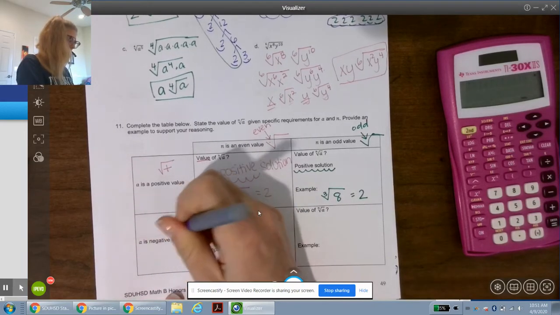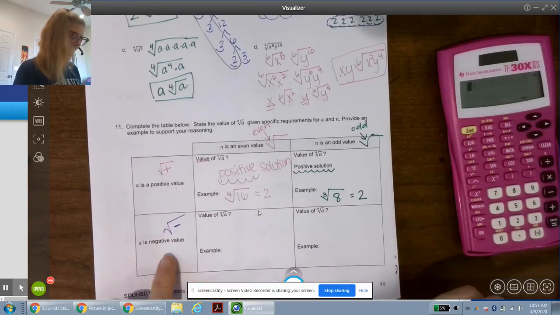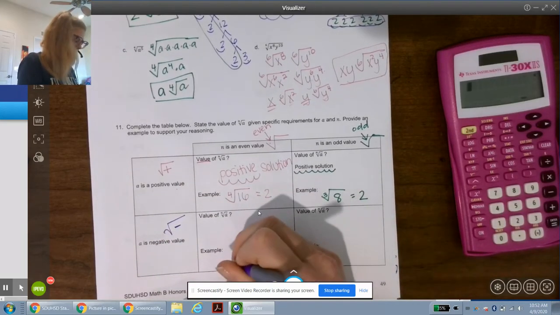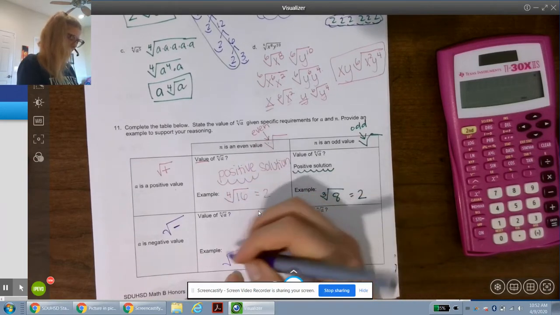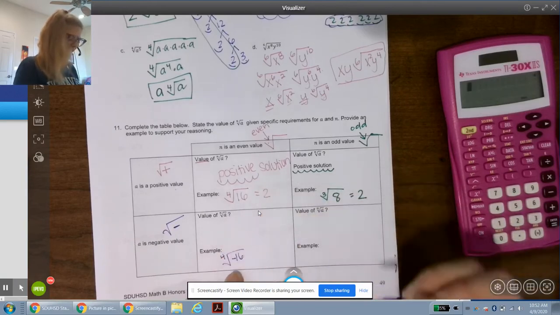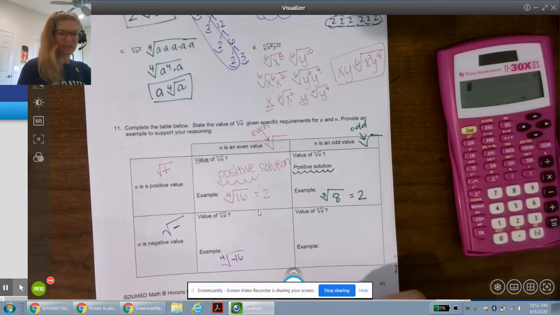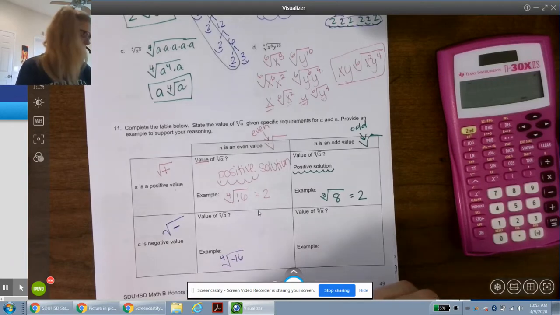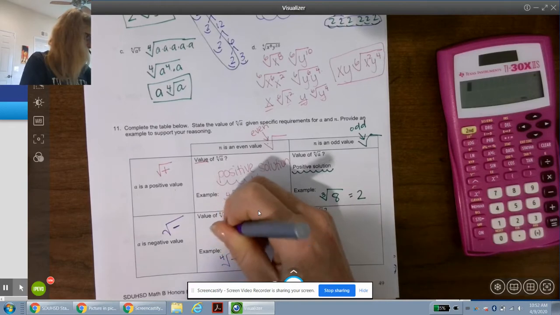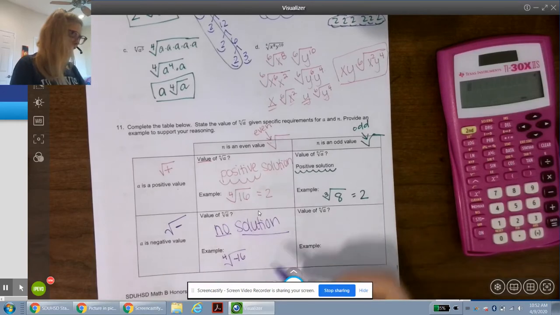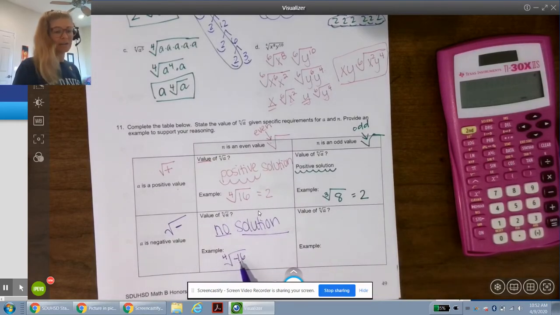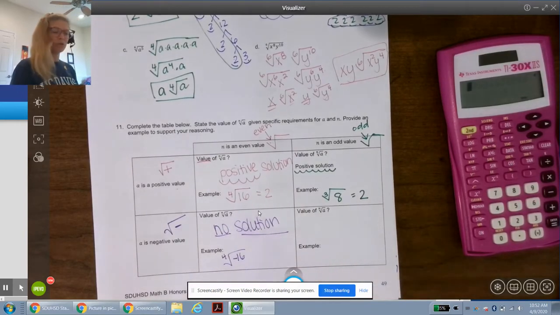Here, your A value is a negative number. So if you had negative 16, and your index is even, let's use 4. Does this have a solution? Is it always going to be positive? Is it always going to be negative? Or is there no solution? Here, there's going to be no solution. No number times itself an even number of times is ever going to be a negative number. So there's no solution there. Don't fall for those tricks if I put one on there.